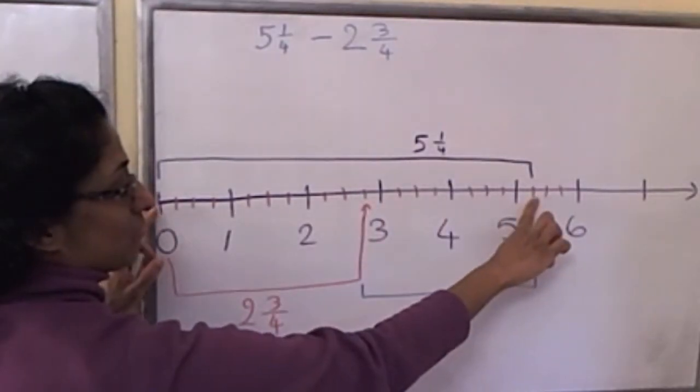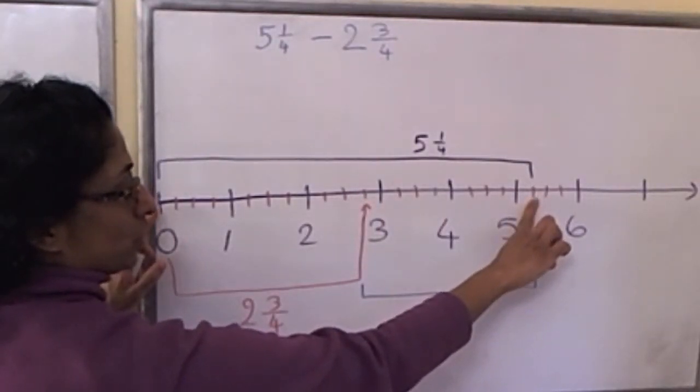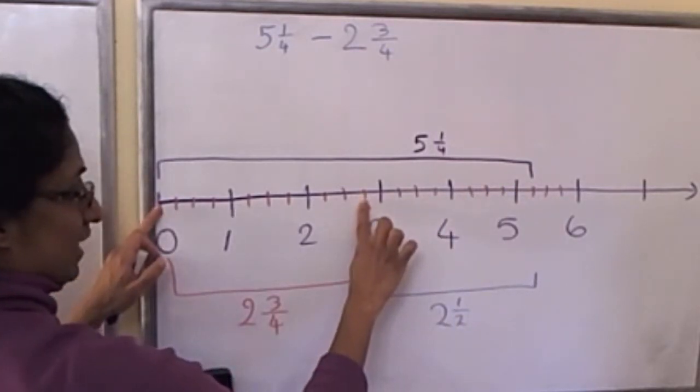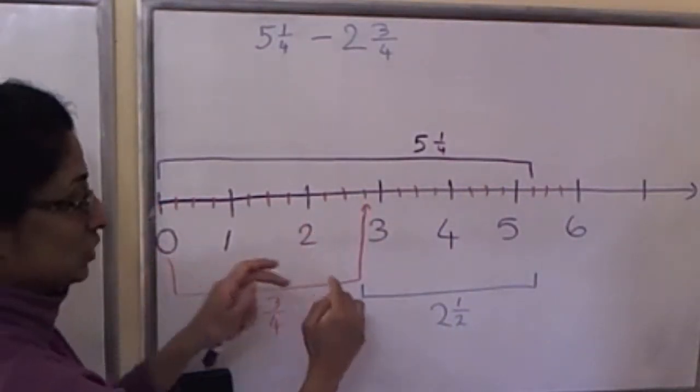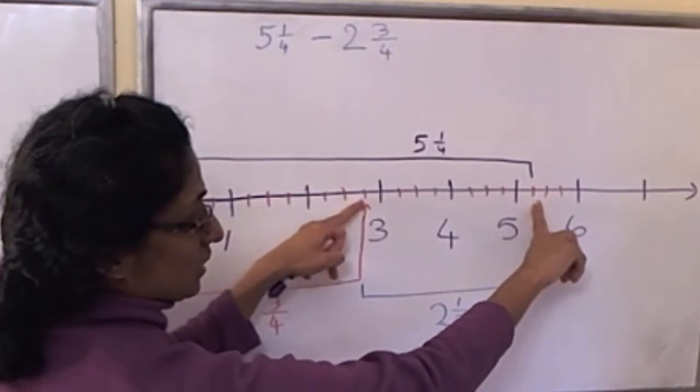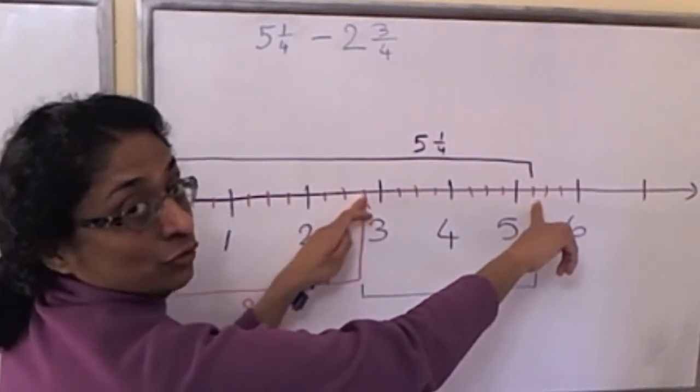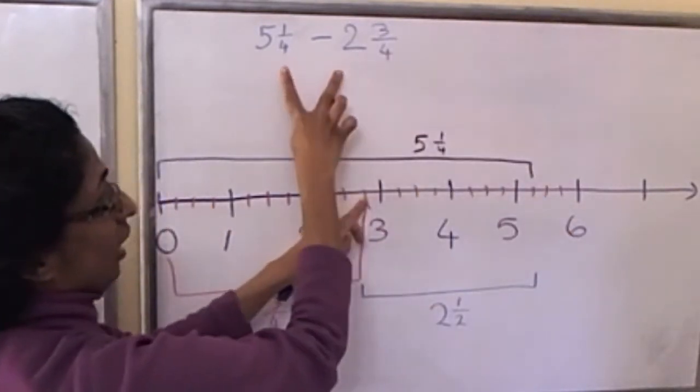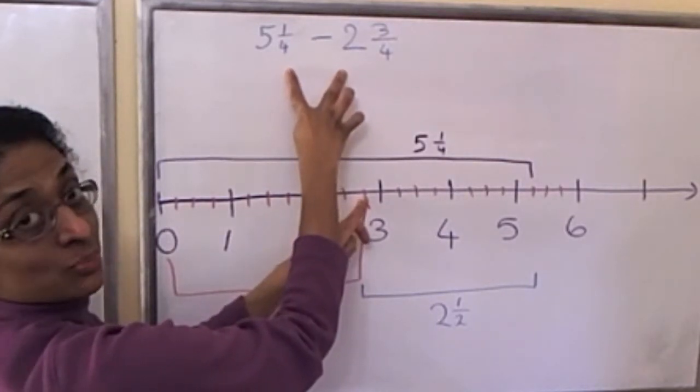So from this long segment of 5 1/4, if we remove this segment of 2 3/4 from one of its ends, we would be left with this piece. What is the length of that piece? The length of that piece is in fact equal to this expression.